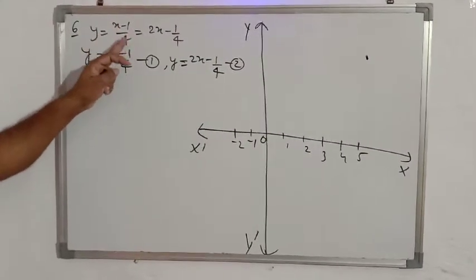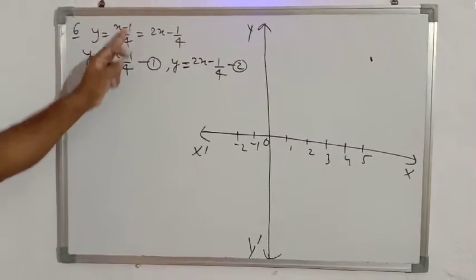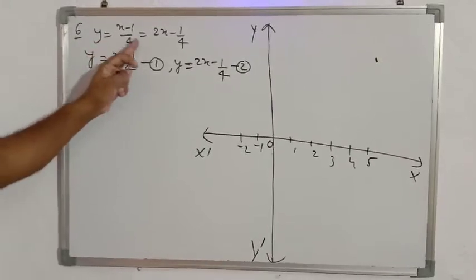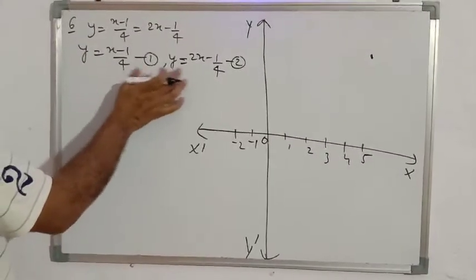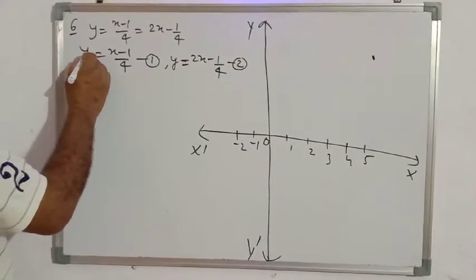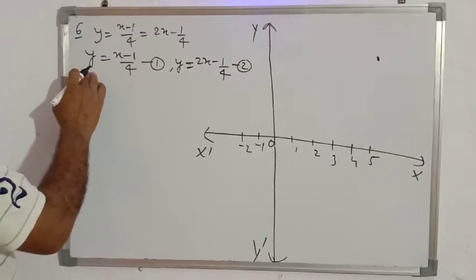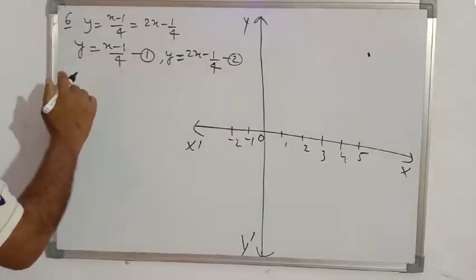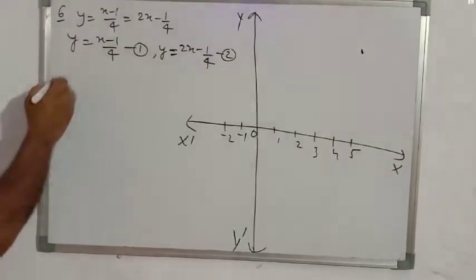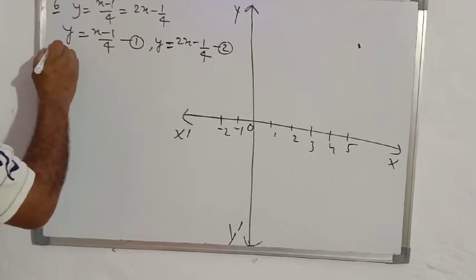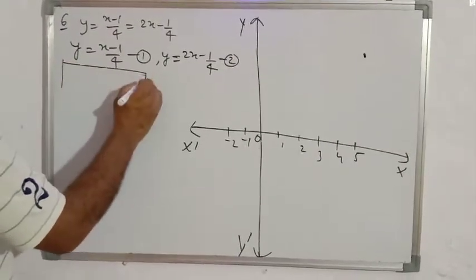Y is equal to (x minus 1) by 4, all are equal. So one time we will take these two together: y is equal to (x minus 1) by 4, next time y is equal to (2x minus 1) by 4. So we see that in both the first and second equation, y is already given as the subject. Y is already expressed in terms of x. So directly we can take three values of x to find three values of y. So make the table for the first equation.